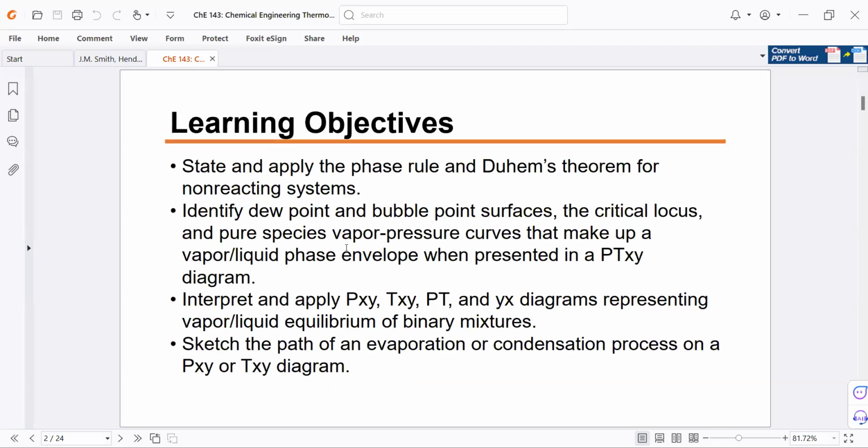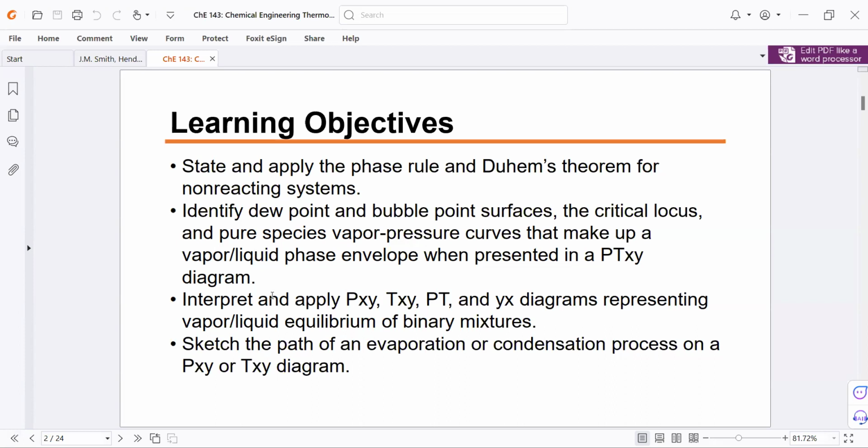Next, we will discuss the learning objectives for this topic. The first one is to state and apply the phase rule and Duhem's theorem for non-reacting system. Identify the dew point and bubble point surfaces, the critical locus, and pure species vapor pressure curves that make up a vapor-liquid phase envelope when presented in a PTXY diagram.